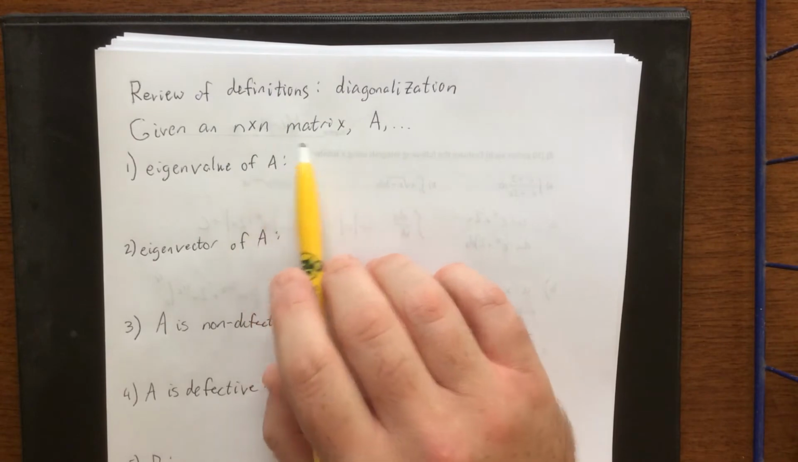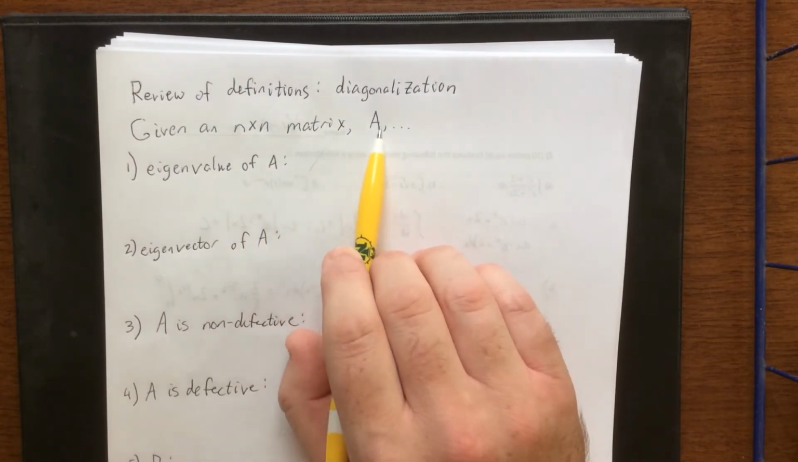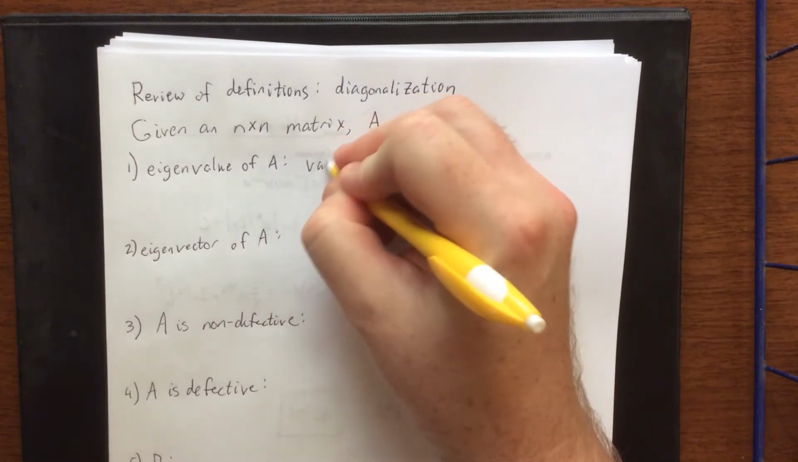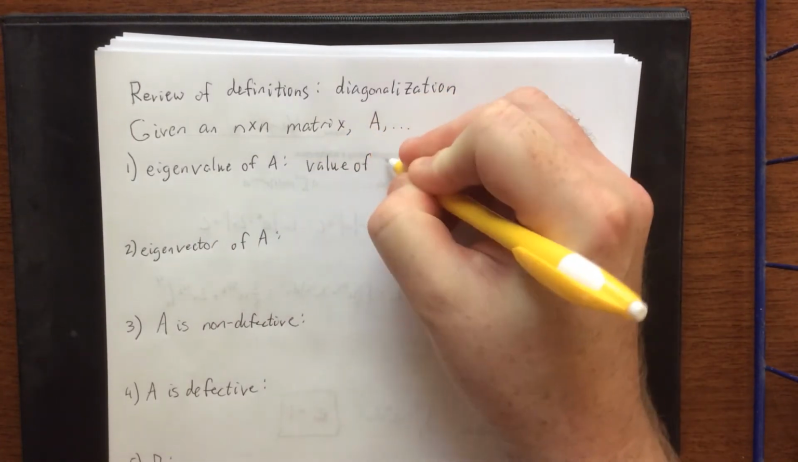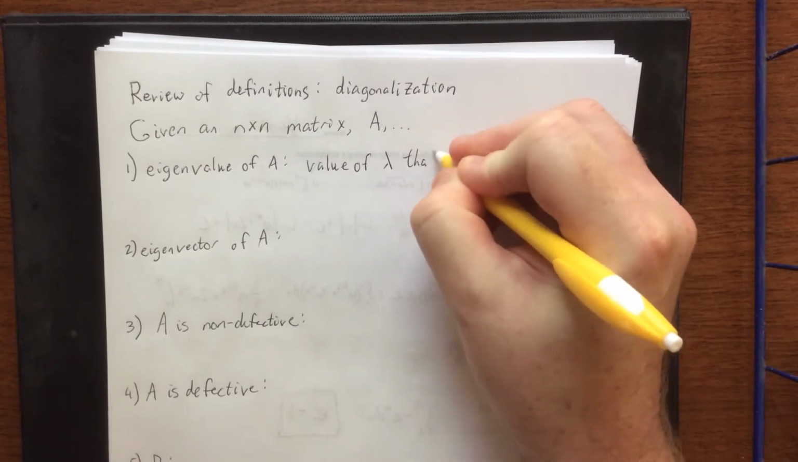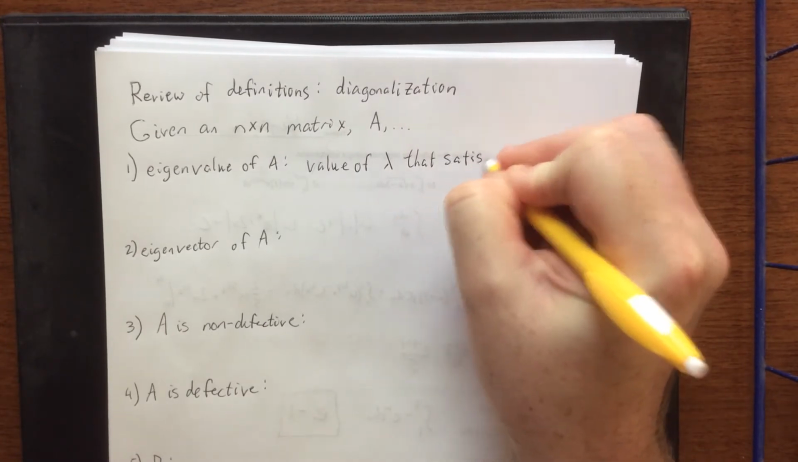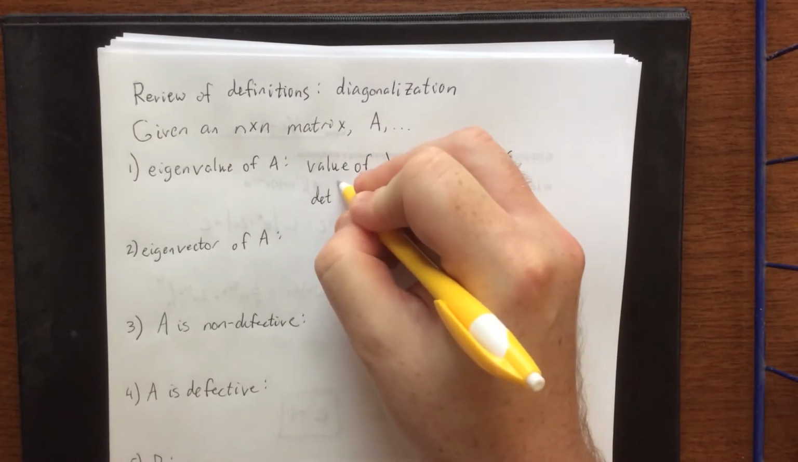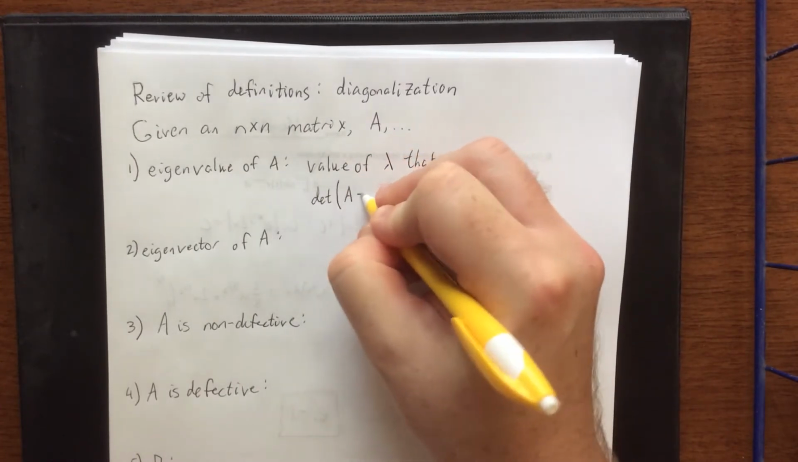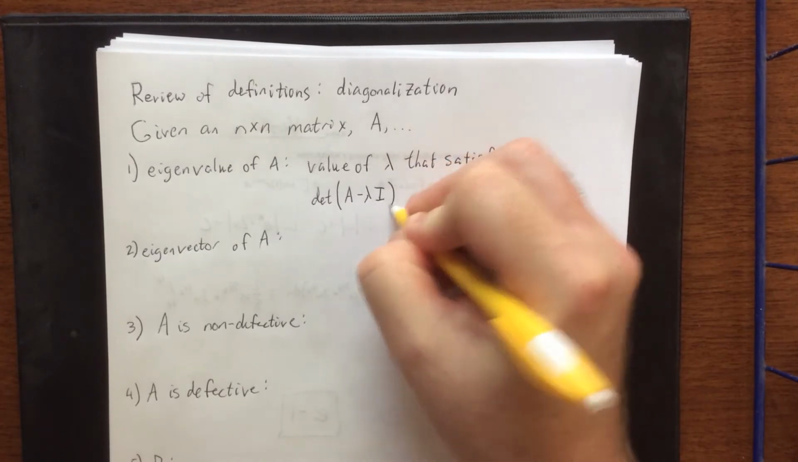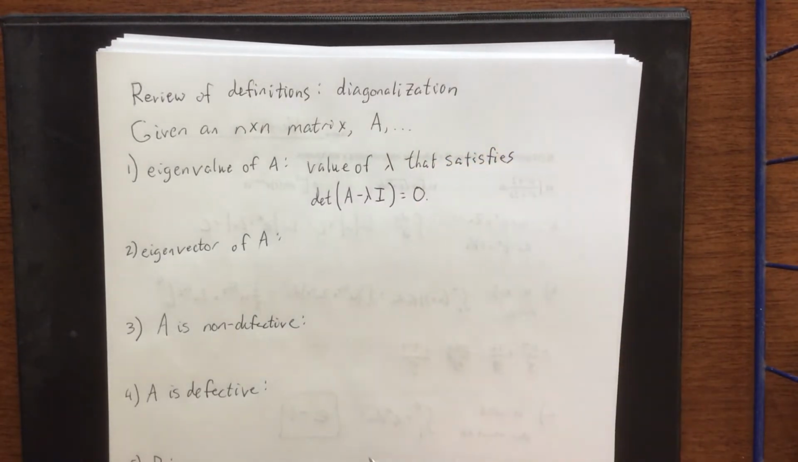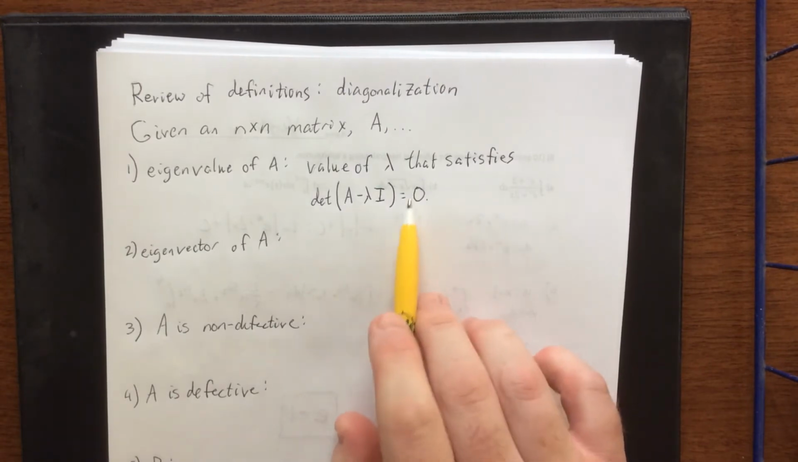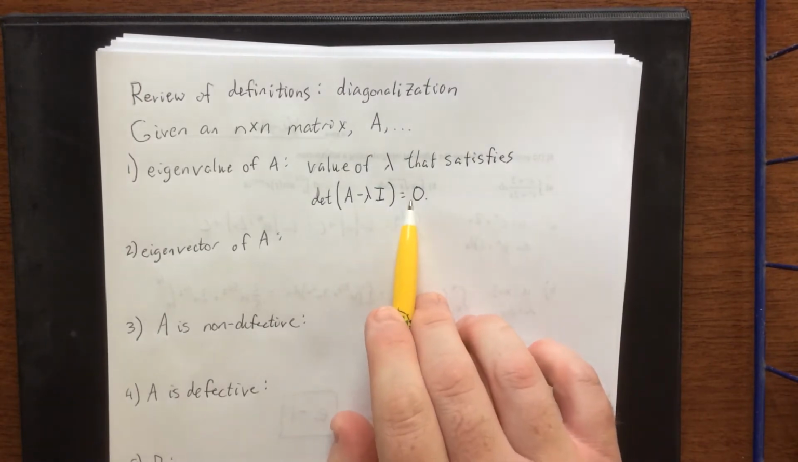So given an n by n matrix, that is a square matrix that we're going to refer to as A, an eigenvalue of A is a value of lambda that satisfies the determinant of A minus lambda I is equal to 0. Or consequently, this could also be lambda I minus A. Either one of those is fine, because ultimately it's going to wind up being equal to 0 anyway.